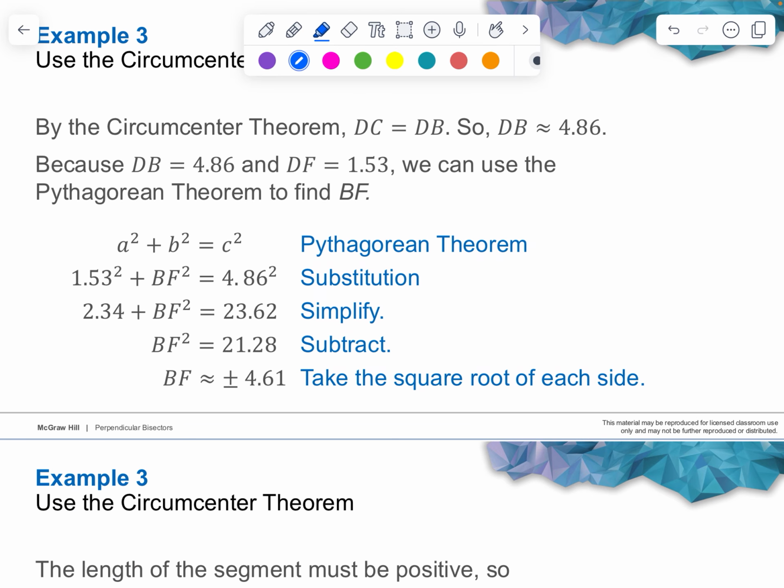Now we're going to substitute that into the other triangle that we were doing up there. Okay. By the circumcenter theorem, we're going to plug that in, and here we go. 2.34 plus BF squared equals 23.62. BF squared is going to equal 21.28, which will be about 4.61.